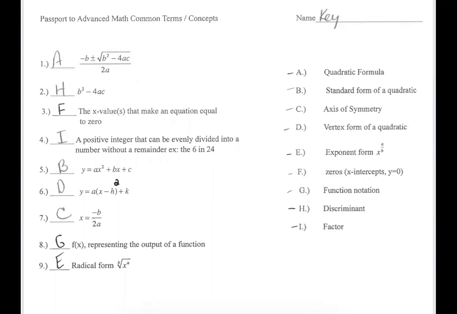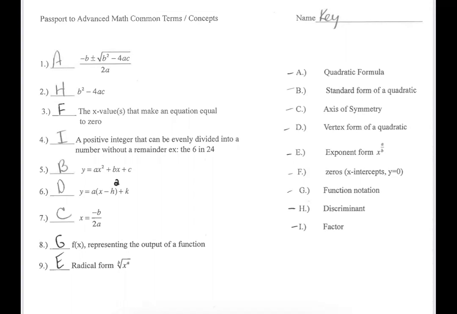Okay, so for the first one, we have the quadratic formula, which is choice A, and we'll talk more about those variables in one of the other problems. For number 2, that is the discriminant, which if you look at the quadratic formula, is the portion underneath the square root, b squared minus 4ac.